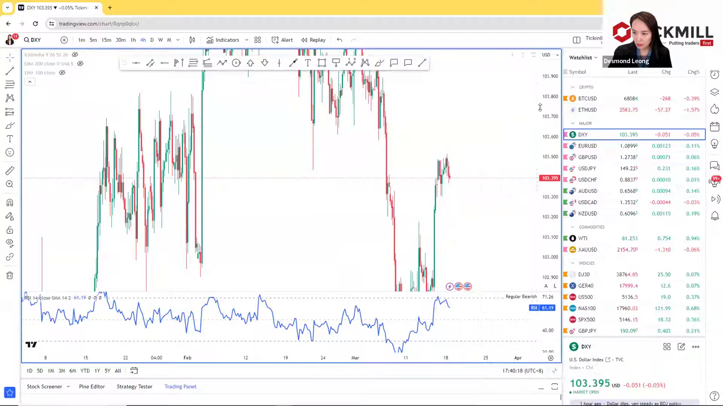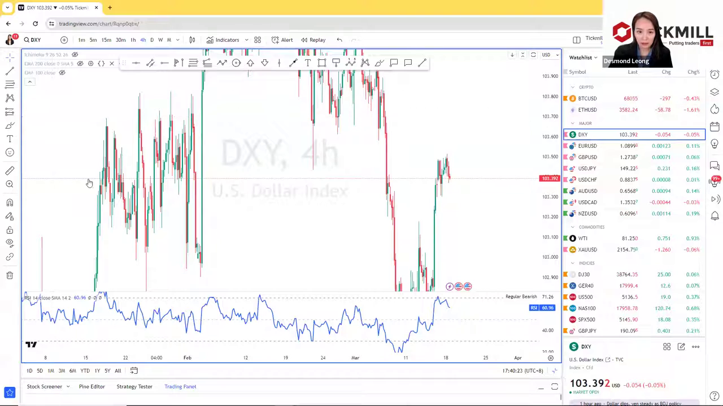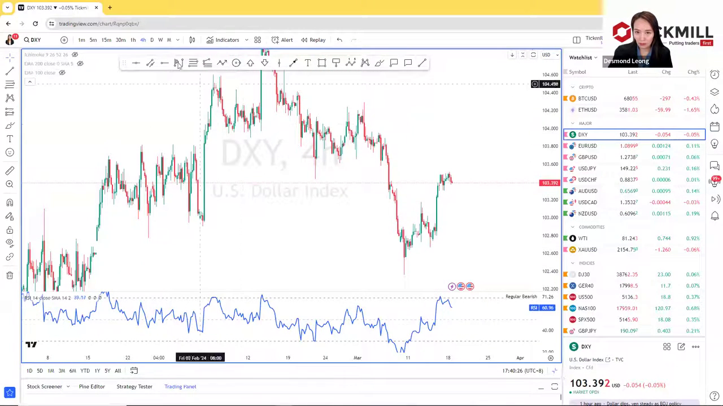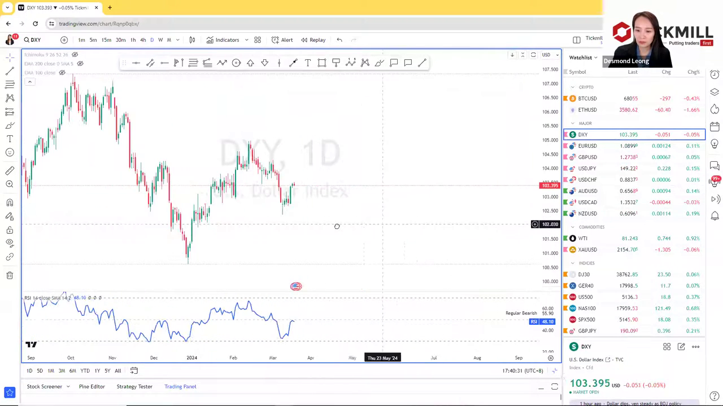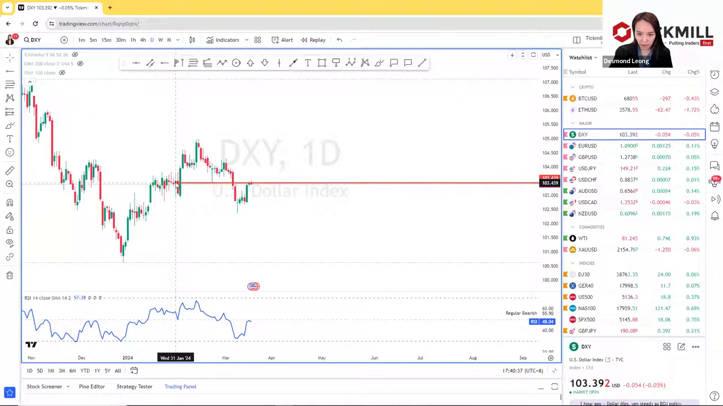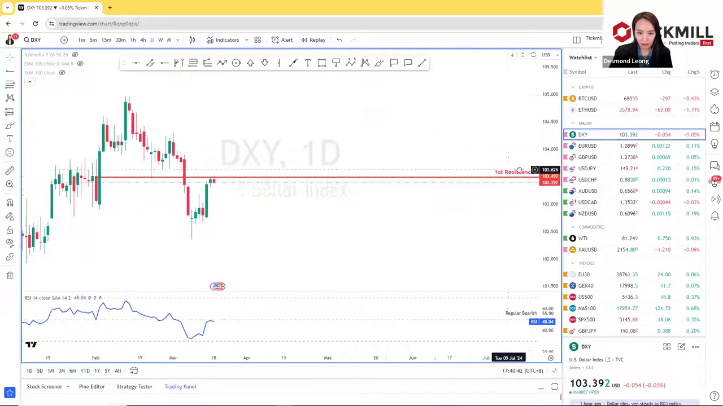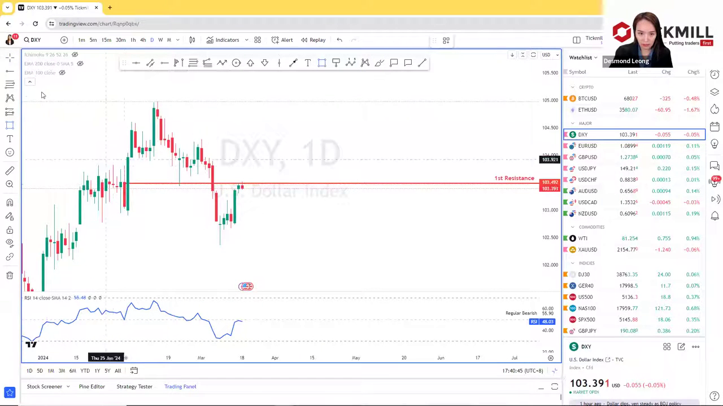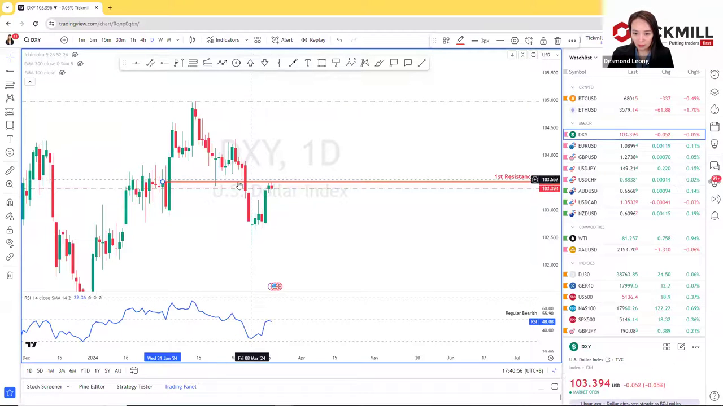Let's look at our DXY. I put the watermark for you. For the daily time frame first, for DXY, if you look at the key support and resistance, this is my first resistance over here. That's why price is now at the resistance and falling. Basically, if the dollar index is falling, EURUSD and gold will be rising, right?